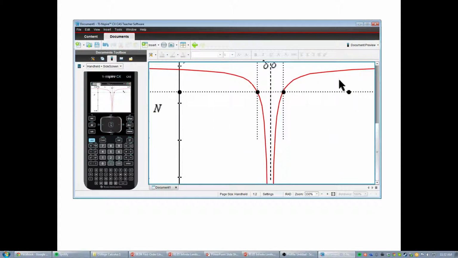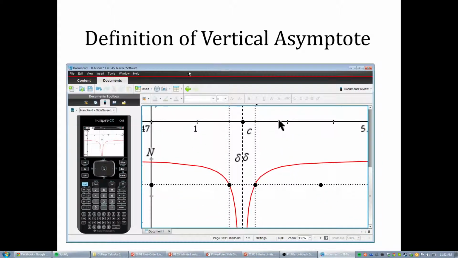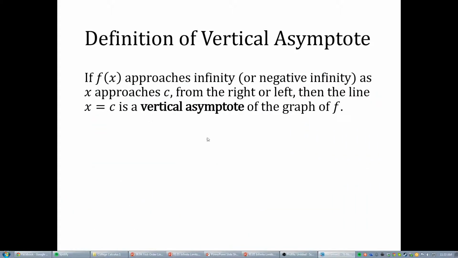playing with these pictures, as x approaches c from the left to the right, this vertical line right here is the line x equals c. That is going to be the vertical asymptote of the graph of f.